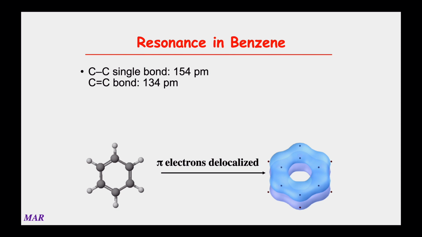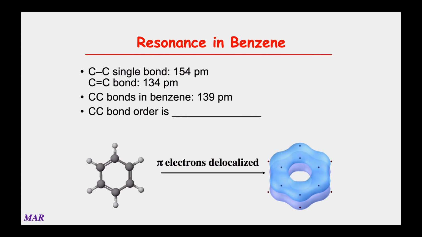A carbon-carbon single bond is about 154 picometers, and a carbon-carbon double bond is about 134 picometers. So remembering how as bond order goes up, the bond length goes down. So bond order 1, carbon-carbon single, and bond order 2, carbon-carbon double, you can see how bond lengths are certainly decreasing. Well, in benzene, the carbon-carbon bond length is 139 picometers.